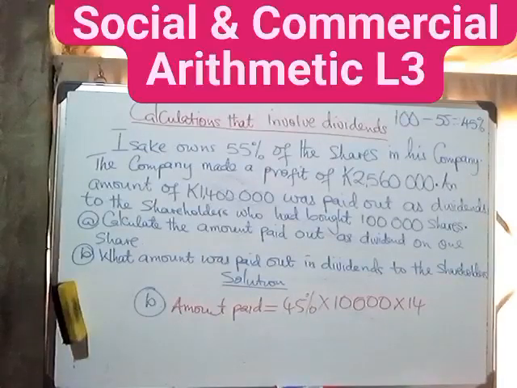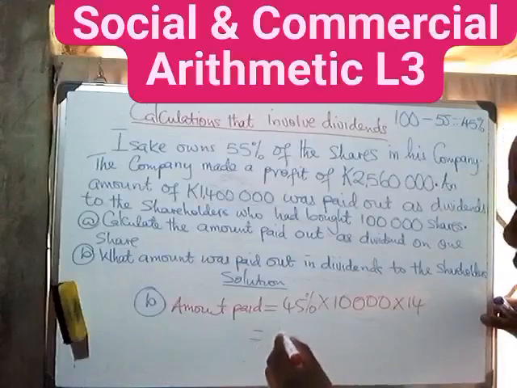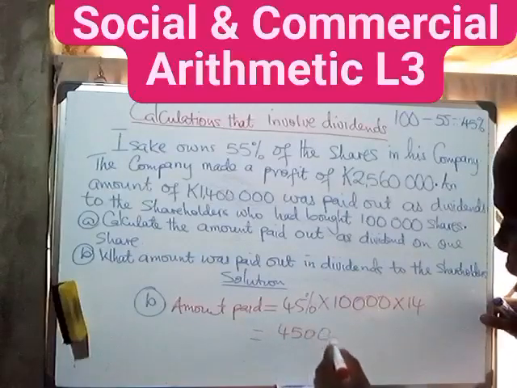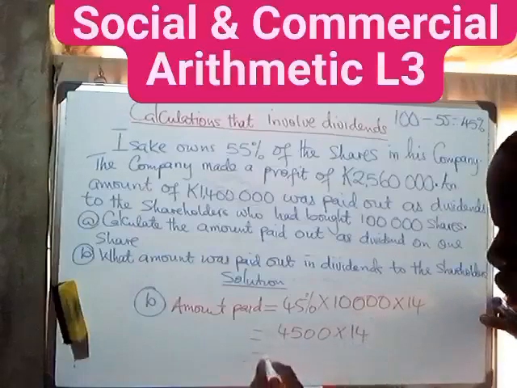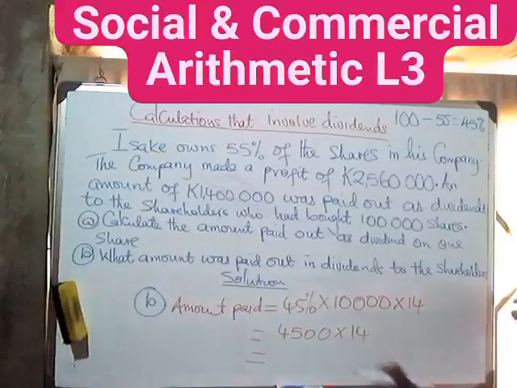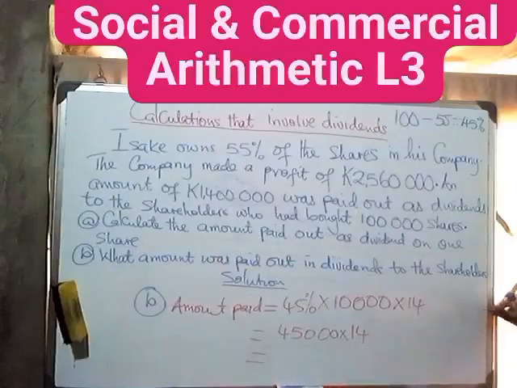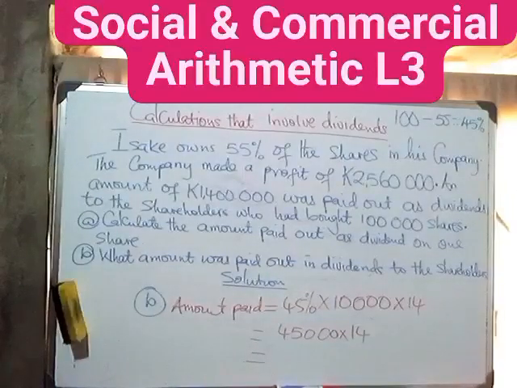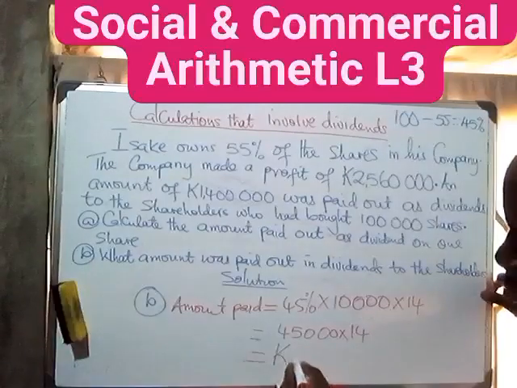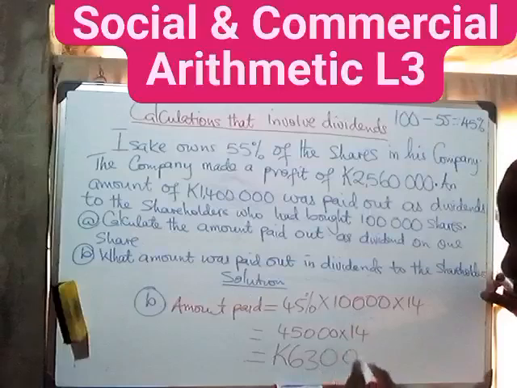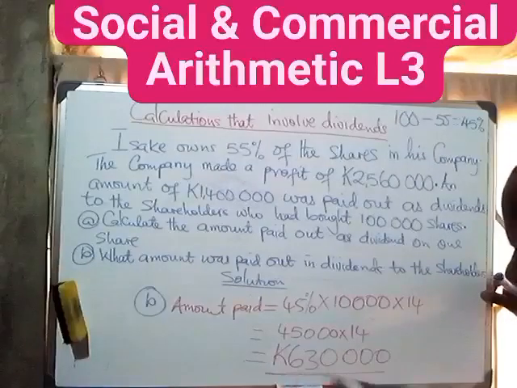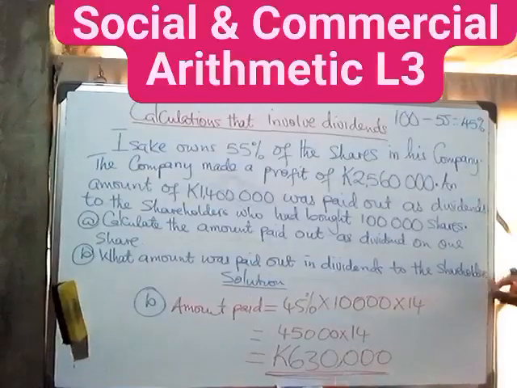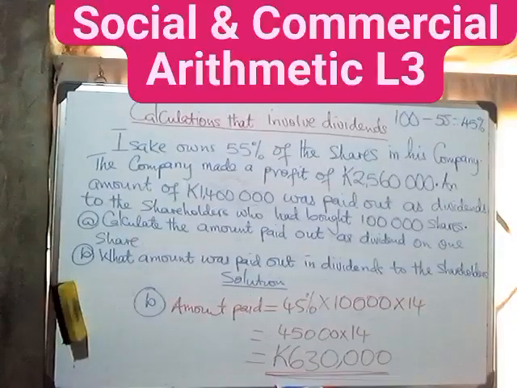So what answer are we going to get? If we multiply, the answer we have is 45,000 multiplied by 14. What answer are we having? We are going to find that our answer will now be 630,000 kwacha. This will be our answer.